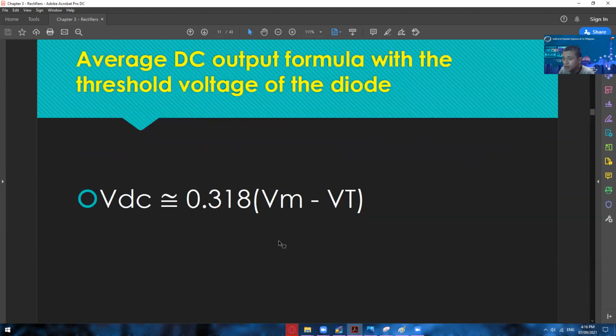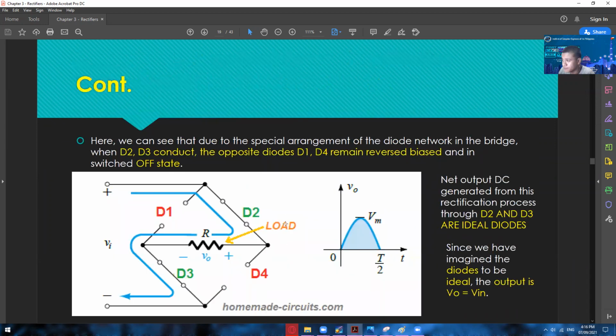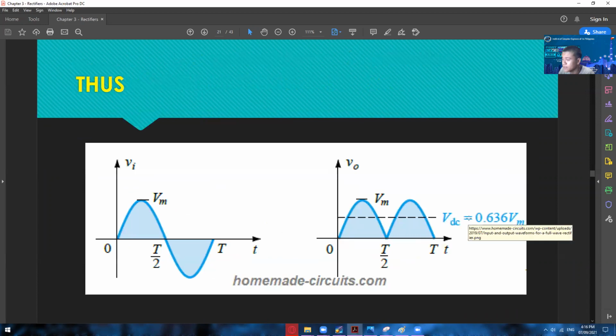Okay, so let's go back to the VDC of the half wave rectifier. So this is the VDC. How do you compute the VDC for the half wave rectifier? We have 0.318 times Vm minus Vt. But for the full wave rectifier, we now have 0.636. So all you need to do is double that one. Okay, let me just check something.